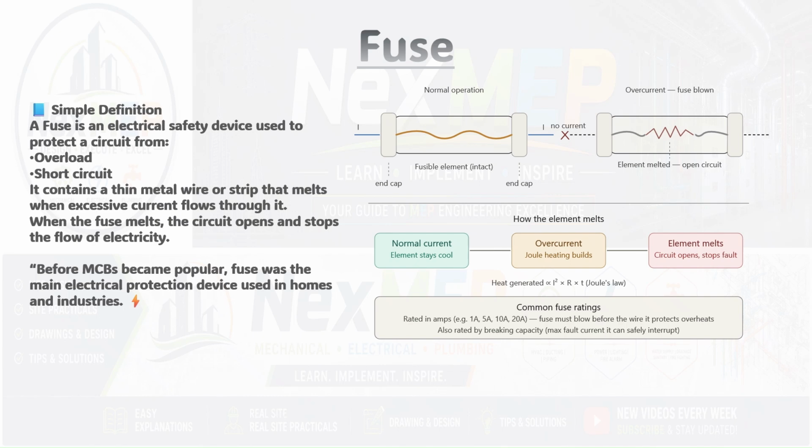A few key points worth knowing. The fuse rating, example 5A, doesn't mean it blows instantly at 5.01A. It means it will eventually blow at that current. Fuses have a time current characteristic. A small overload takes seconds or minutes, while a severe short circuit blows in milliseconds. Before MCBs became popular, fuse was the main electrical protection device used in homes and industries.